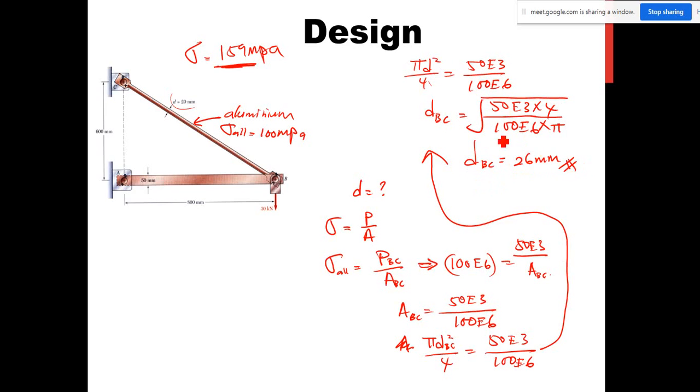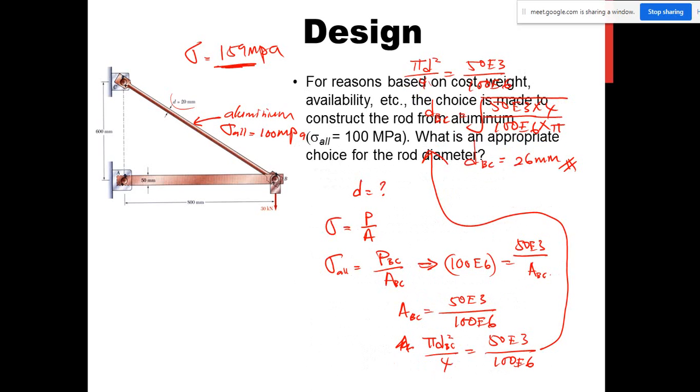So that is the minimum diameter that you have to use for the rod, so that the stress is lower than or equal to 100 megapascal. Okay, so that the structure is safe.